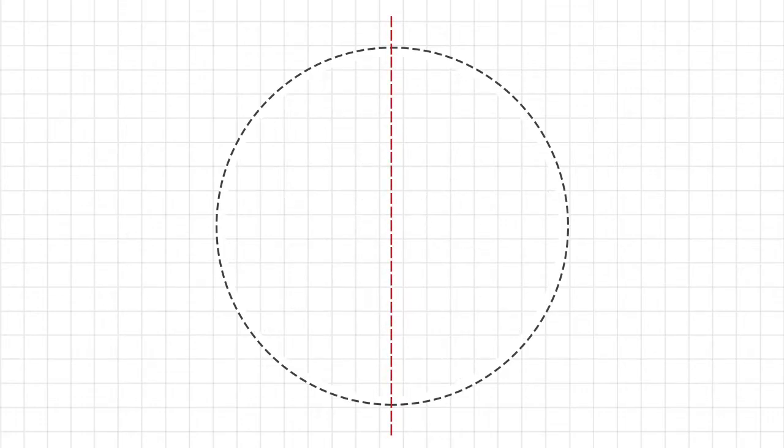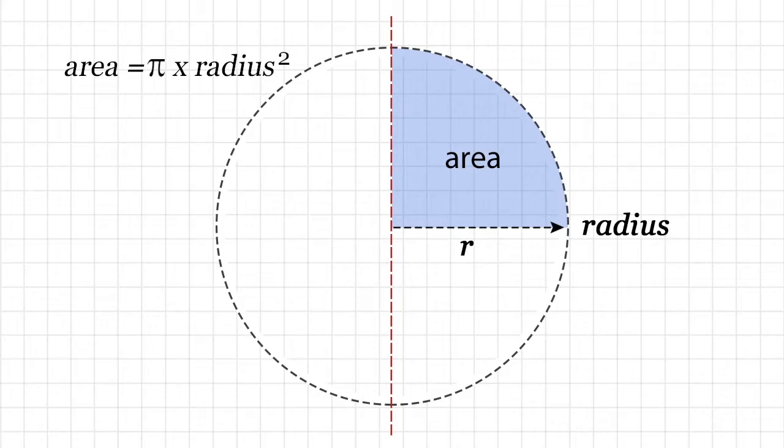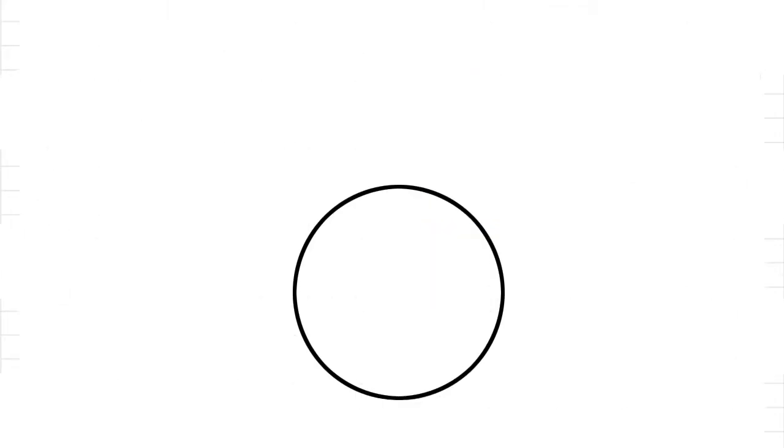The radius of a circle is half its diameter. The radius is useful to compute other dimensions of the circle. For example, a circle's area is pi times the square of the radius, or pi r squared. Technically, a circle is just the line that forms the round shape, so the area is actually the area enclosed by the circle.